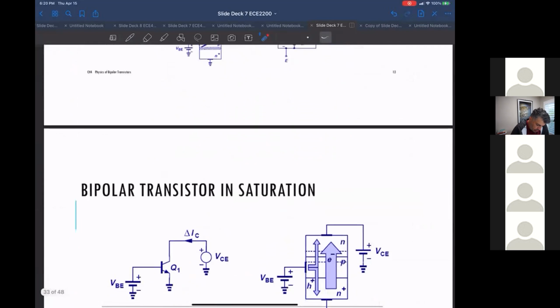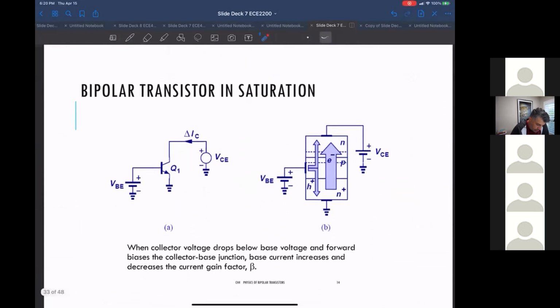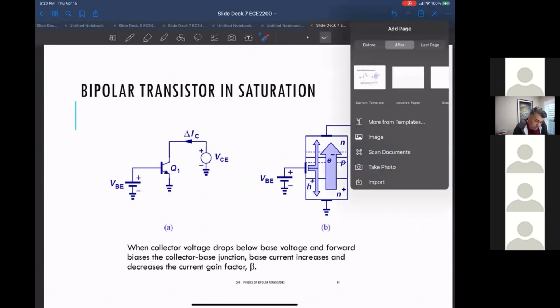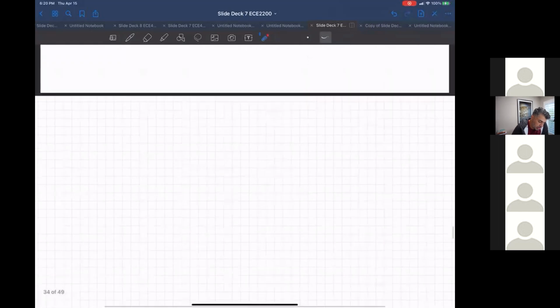So that was all the stuff we covered. The other thing is, we've been talking about bipolar transistor and forward active mode. And the question is, you're saying don't go into saturation. And what happens in saturation?